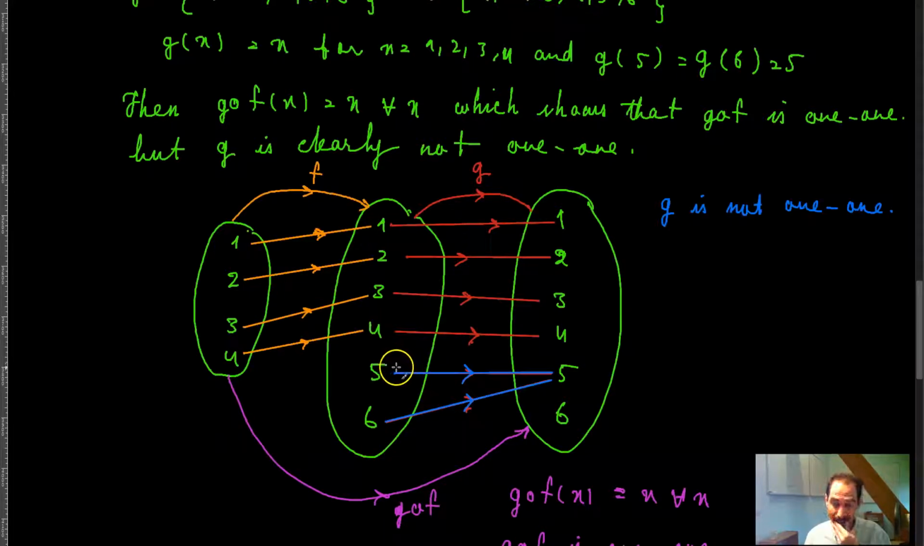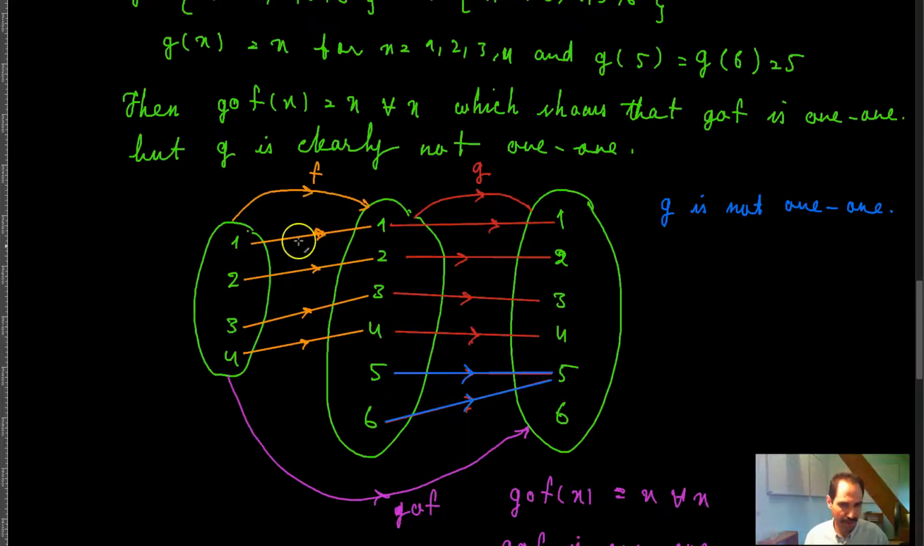What I mean to say is that F right here is a not surjective function, meaning that 5 and 6 are left alone under F. They are not the images of any of the elements in the first set. And as you can see, G is also not a surjective function, meaning that 6 is left alone here. And the function could be 1-1, or it could be not 1-1.